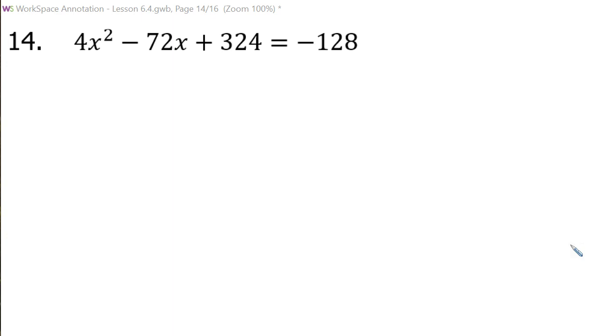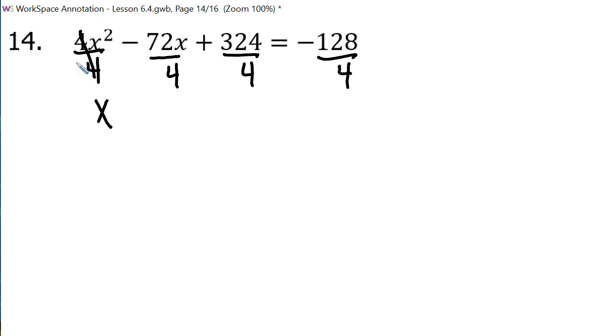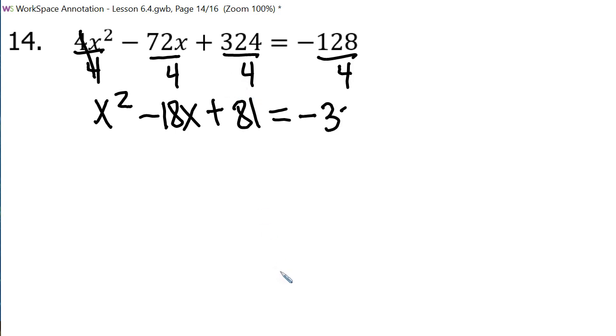Number 14. If it's bigger than a 1x squared, what do we have to do? Divide it. We'll divide everything by 4. So that gives us x squared with negative 72x divided by 4, negative 18x. 324 divided by 4, 81. Negative 128 divided by 4, negative 32. Okay, I want you to finish number 14.